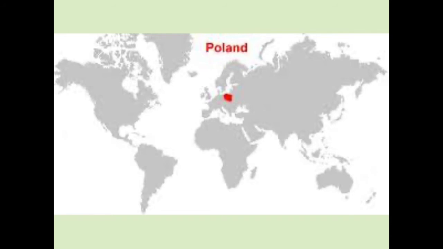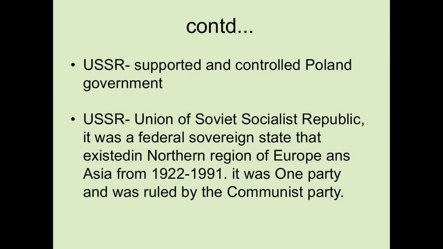In your book, you can see there's a map. In this video also, you can see a red dot showing the country Poland. It's very interesting if you sometimes engage in finding countries on maps. Do this exercise. It will help you a lot. So, coming to the point, the USSR supported and controlled the Polish government. USSR, also known as the Union of Soviet Socialist Republics, was a federal sovereign state that existed in northern Europe and Asia from 1922 to 1991. It was a one-party state ruled by the Communist Party.